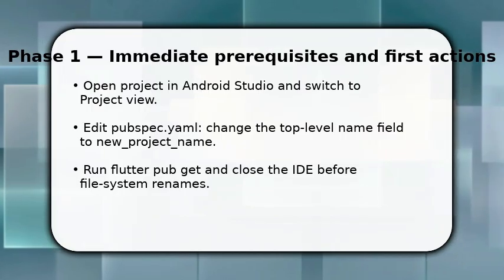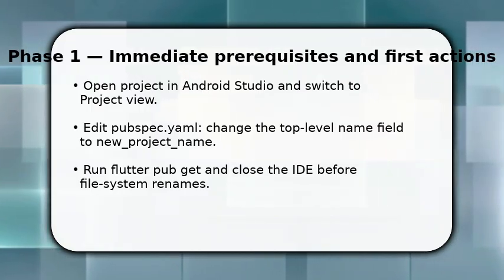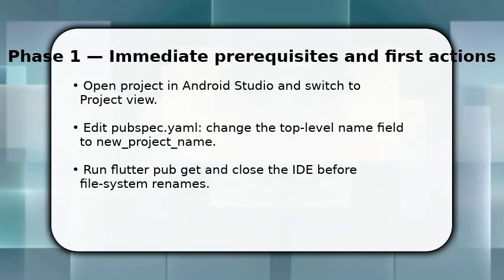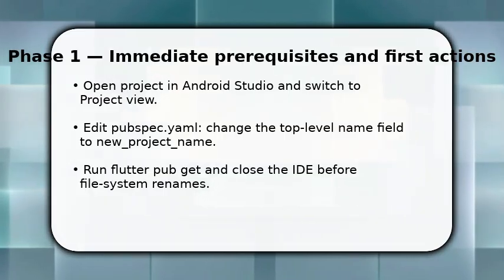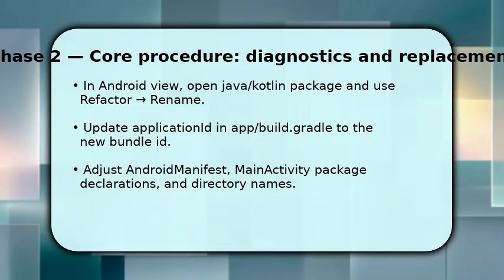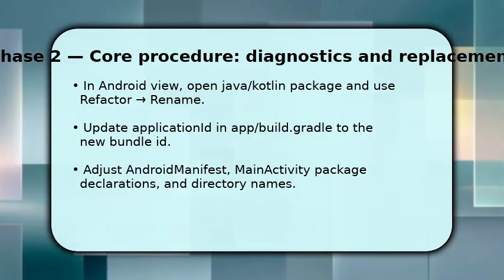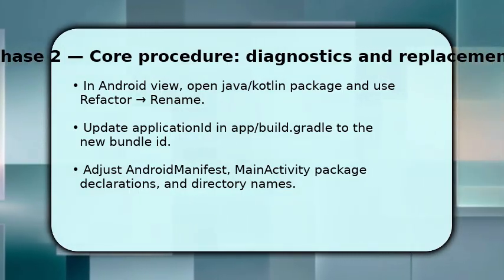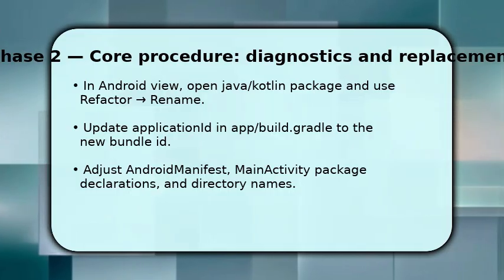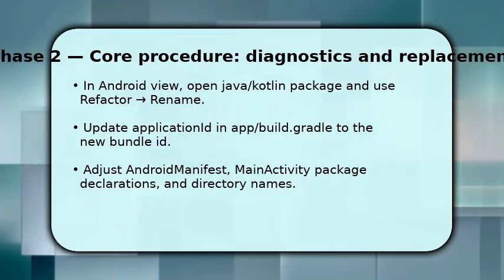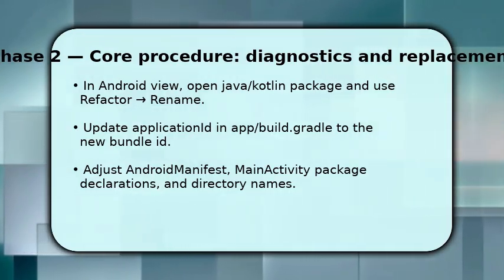Now refactor the Android side identifiers inside Android Studio. Open the Android module in Android View, find the Java or Kotlin package, then use Refactor > Rename to change package segments step by step. Update the app/build.gradle applicationId to the new bundle ID so Play-compatible naming matches.